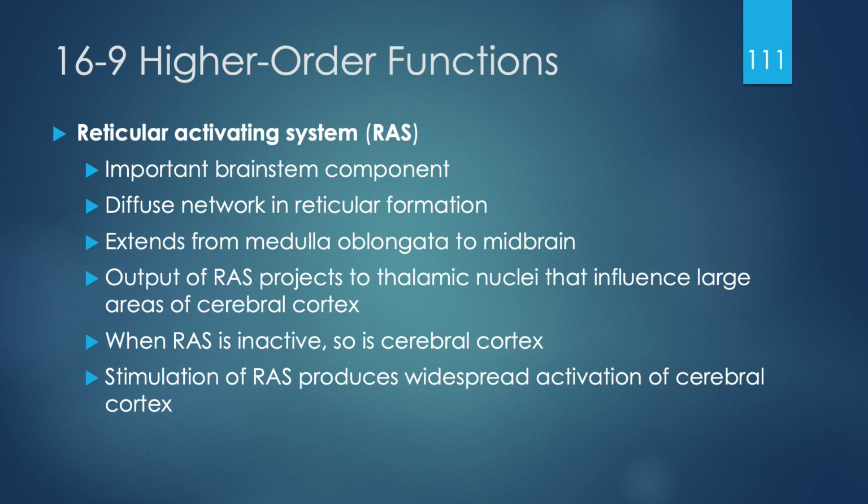The reticular activating system is a component of our brainstem that plays a really important role in our ability to be awakened after sleeping. So the reticular activating system extends from the medulla oblongata to the midbrain, and its output extends to the thalamic nuclei, and those thalamic nuclei are responsible for influencing large areas of our cerebral cortex. So it's through that relationship that the reticular activating system affects the cerebral cortex. So when the reticular activating system is inactive, then the cerebral cortex has to be as well, right? And stimulation of the reticular activating system is going to produce widespread activation of the cerebral cortex via those thalamic nuclei.